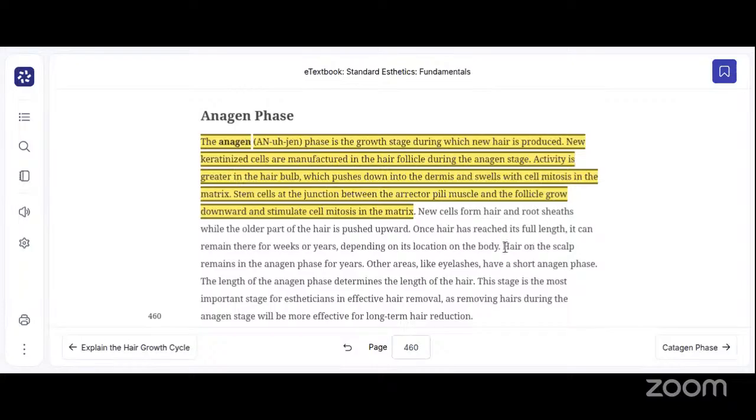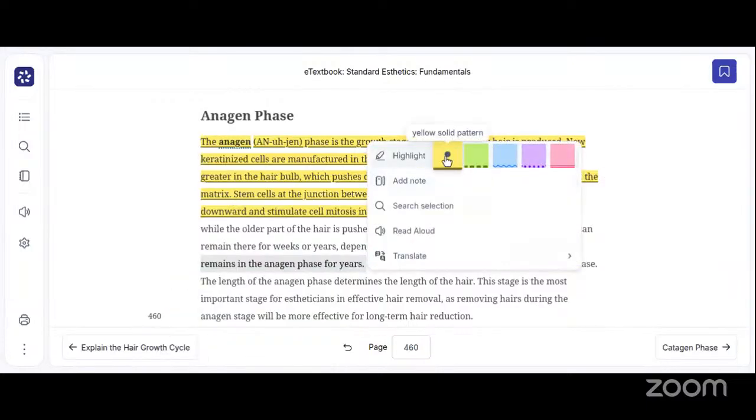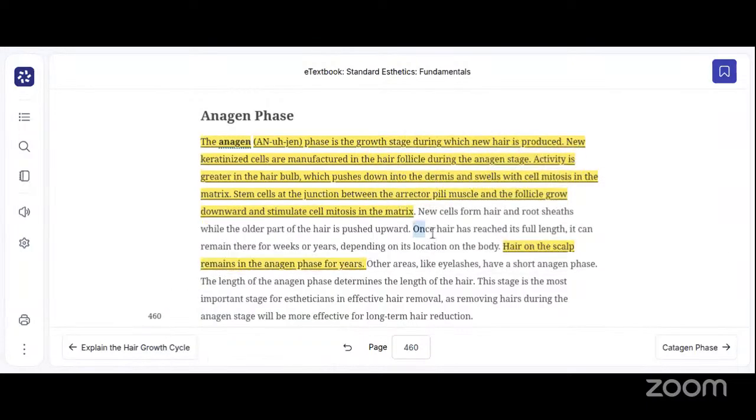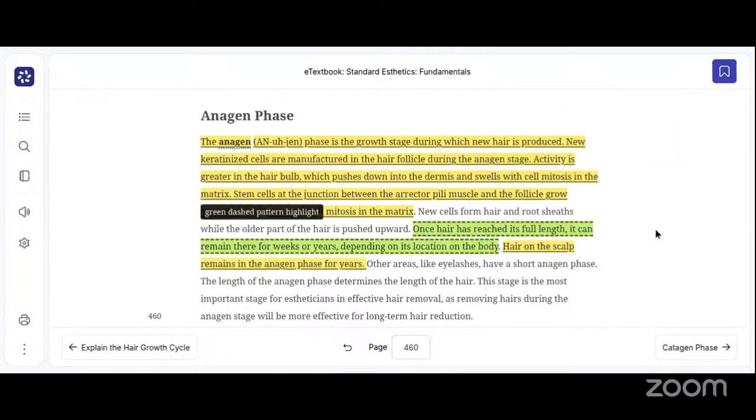Here's one note that I really want to highlight in yellow, and I'm going to break that yellow up a little bit with green. It says once hair has reached its full length, it can remain there for weeks or years, depending on its location on the body. Hair on the scalp remains in the anagen phase for years.